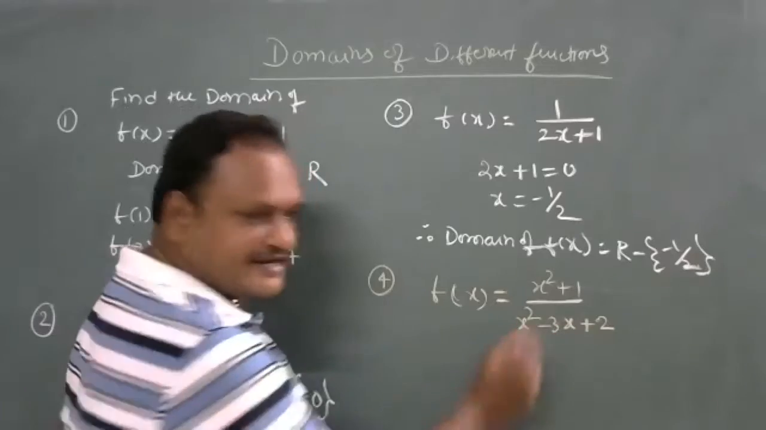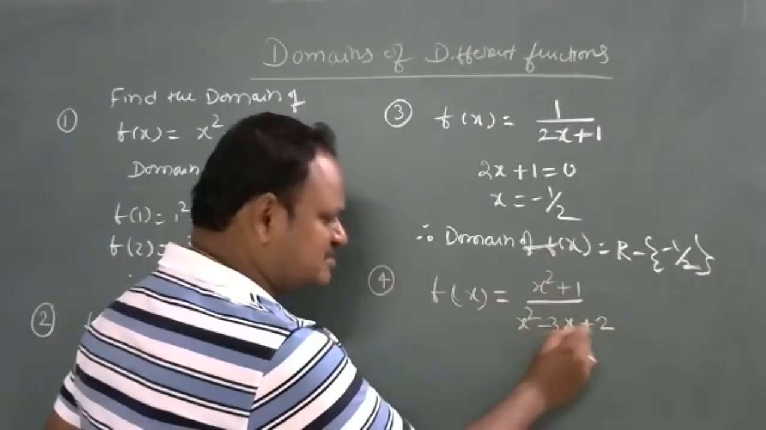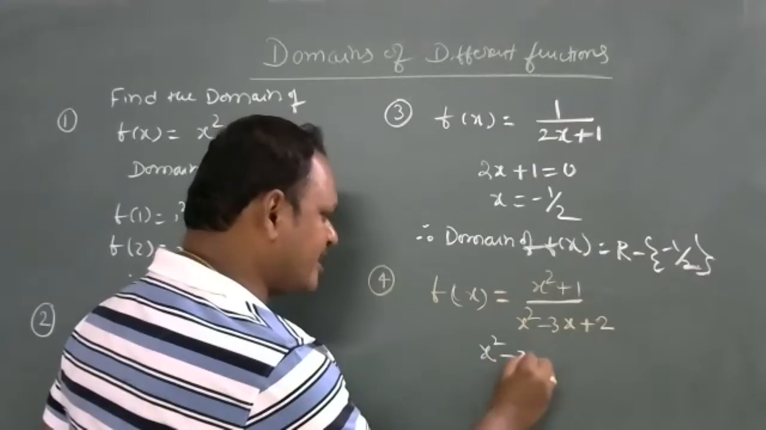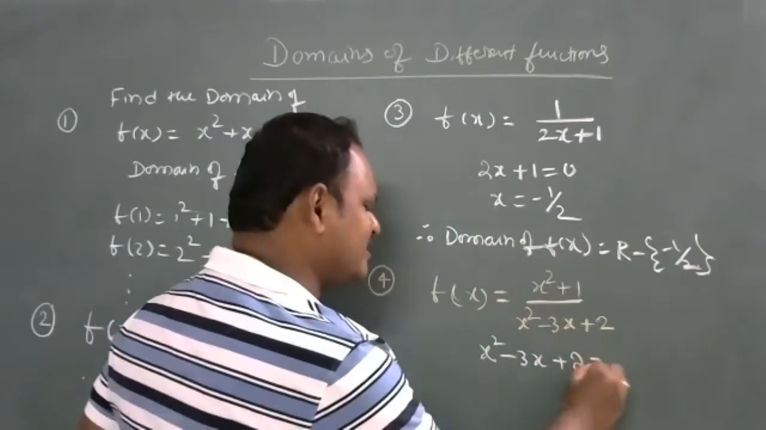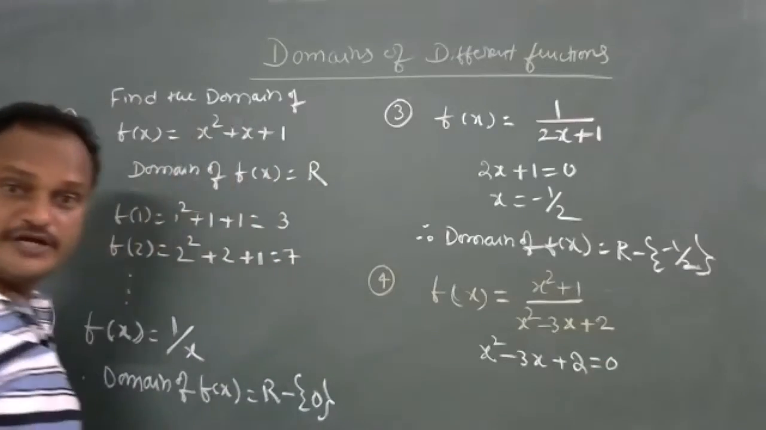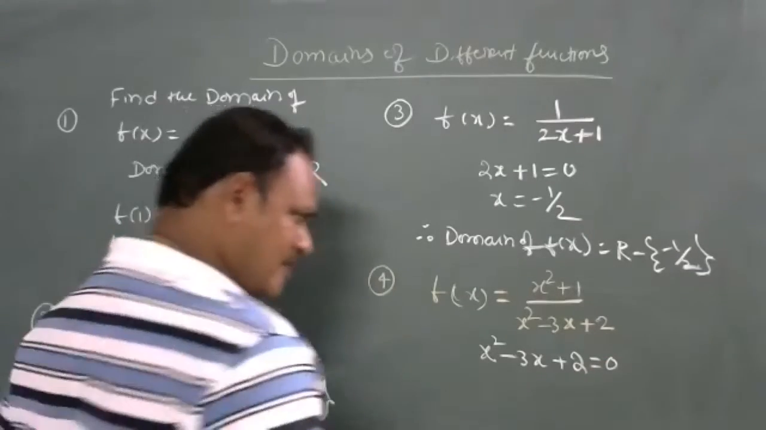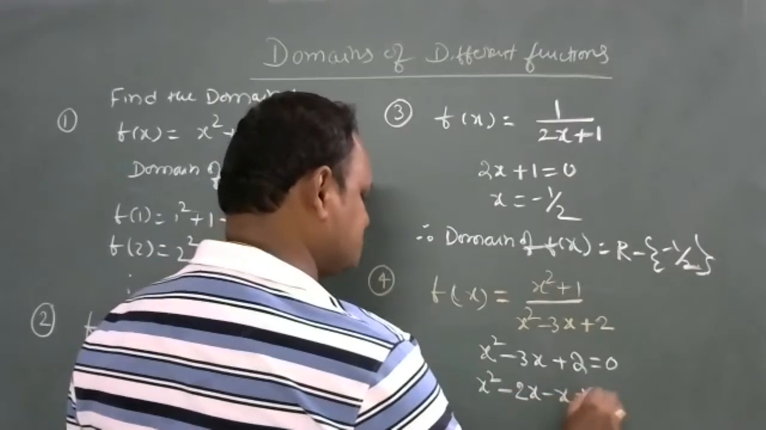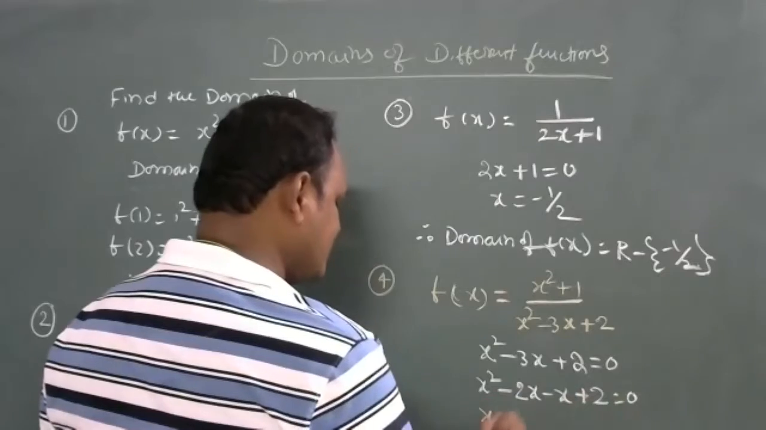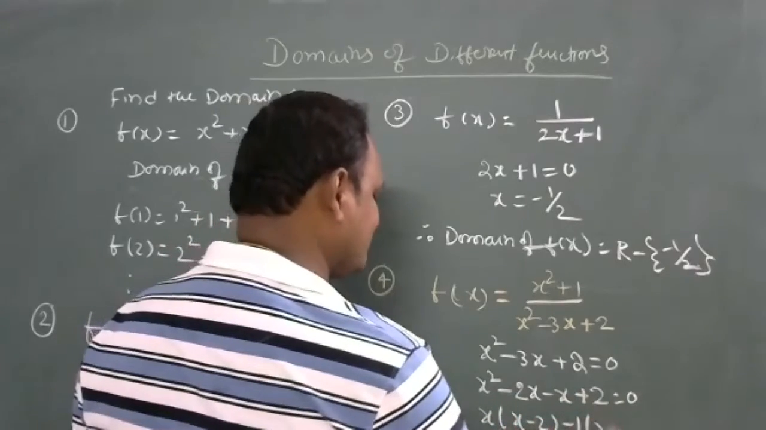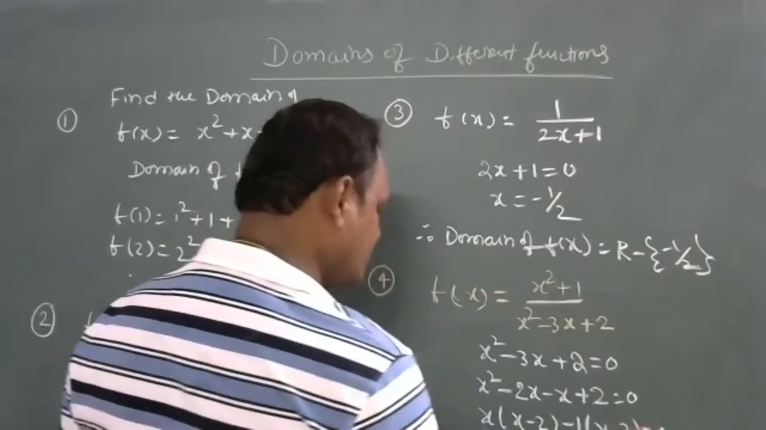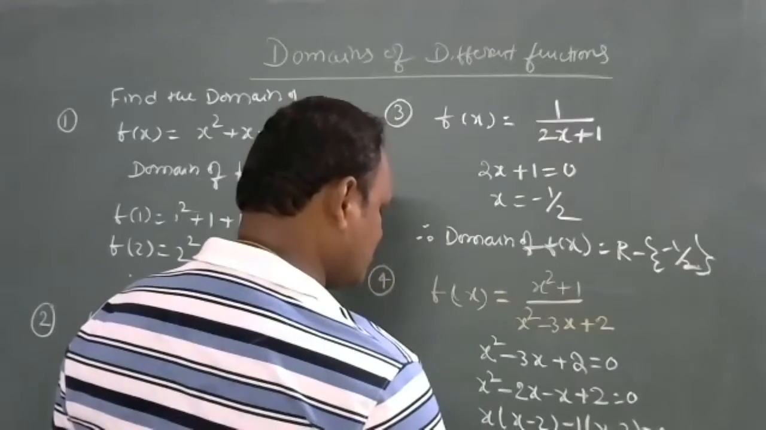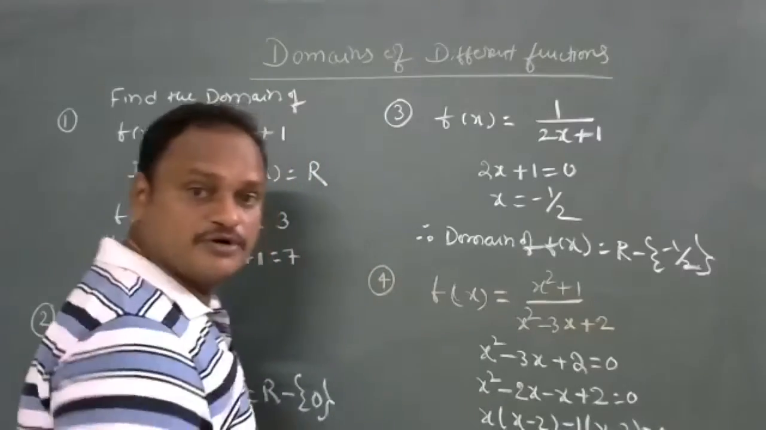Now for the denominator, we have x square minus 3x plus 2. This should not be 0, which means we have to take out those x values. If I take x square minus 3x plus 2 equal to 0, then I get x square minus 2x minus x plus 2 equal to 0. We have x minus 2 into x minus 1 equal to 0. That means x is equal to 1 comma 2.